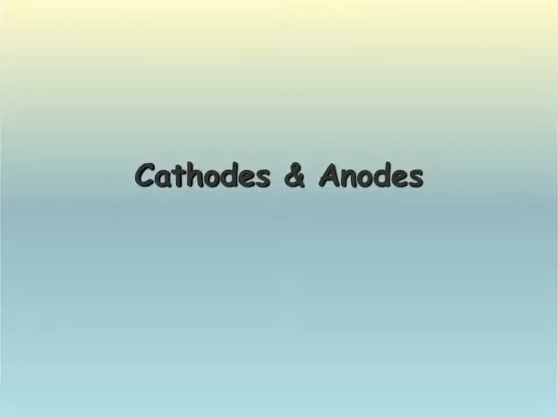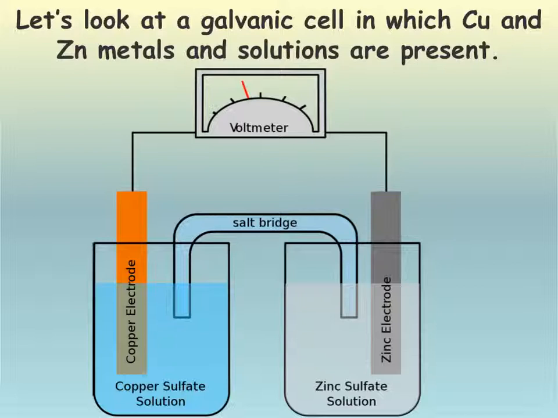All right, in this podcast, we're going to talk about cathodes and anodes as they relate to galvanic cells. Just a reminder of what we were looking at. We have a copper-zinc system, or galvanic cell here.